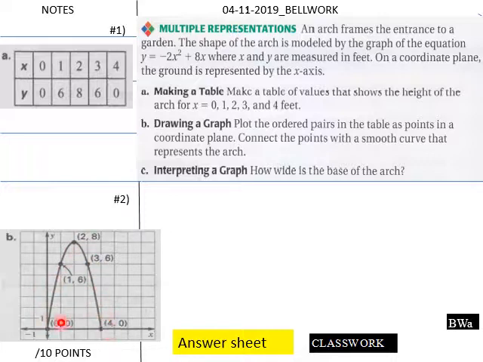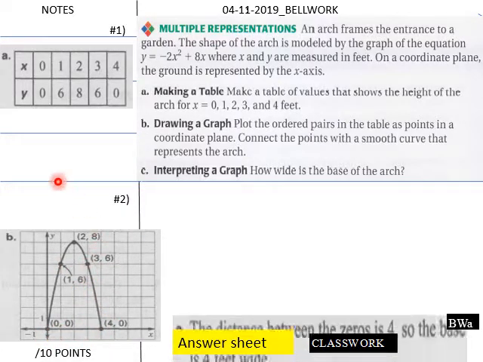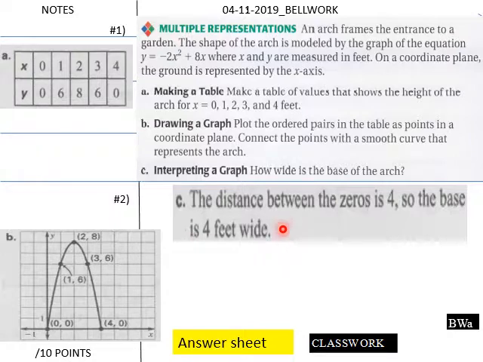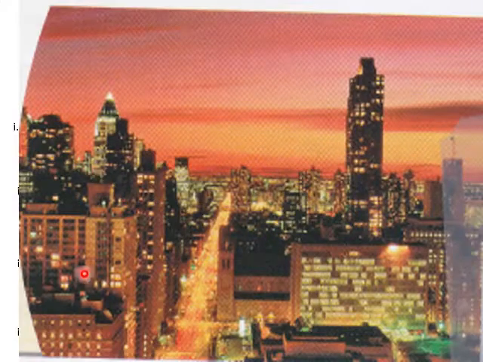So draw a graph. You can sketch it in, students. You don't need an exact grid, just as long as you have your vertex marked and 2 other points, and then your x-intercepts here. And then your explanation: the distance between the zeros is 4, so the base is 4 feet wide. That would be the explanation.